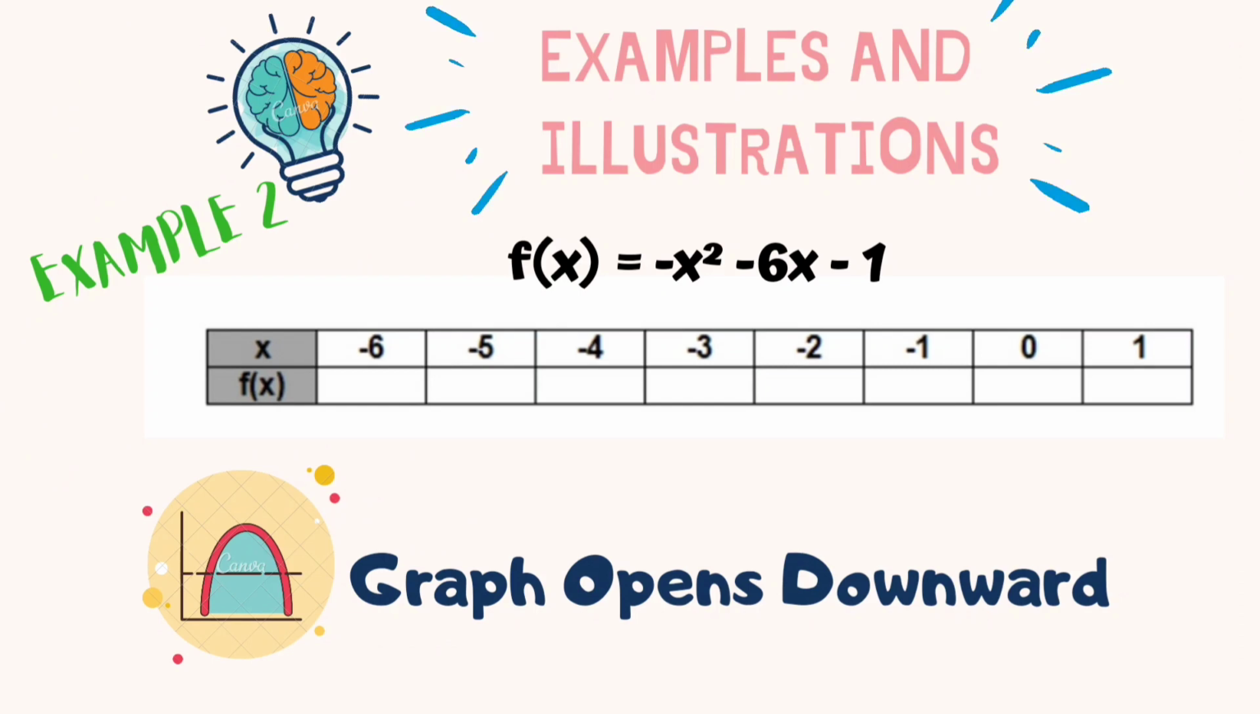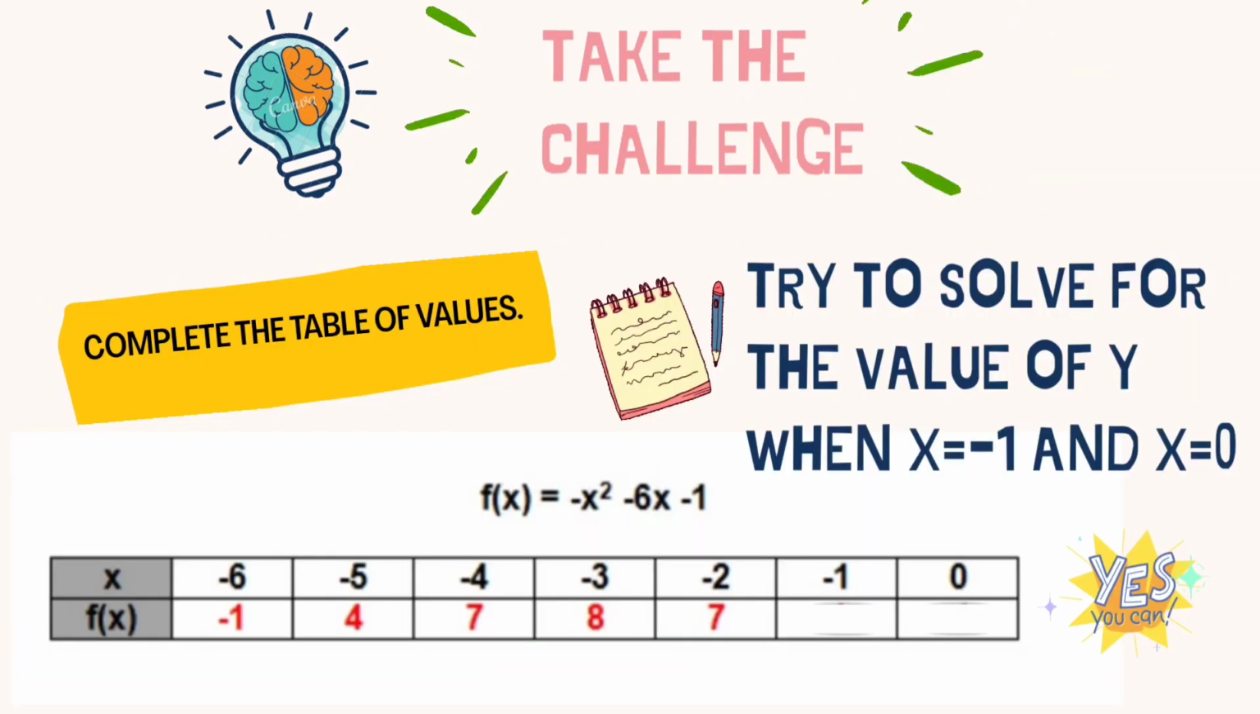For example number 2, we have f of x equals negative x squared minus 6x minus 1. As you can see, the value of a is equal to negative 1, which is less than 0. Since the value of a is less than 0, the opening of the graph of the given quadratic function must be downward. I have here an incomplete table of values. To complete the table, try to solve for the value of y when x is equal to negative 1 and x is equal to 0.